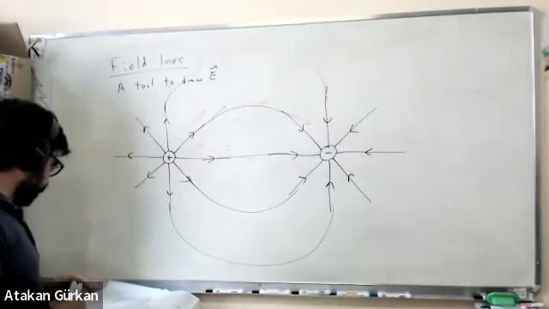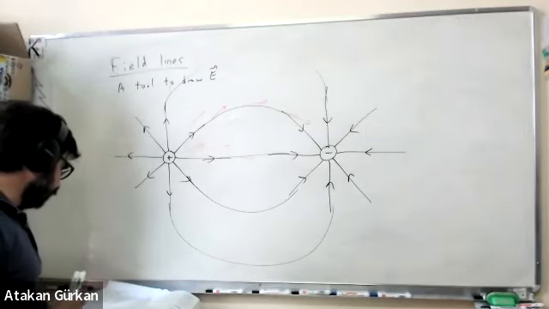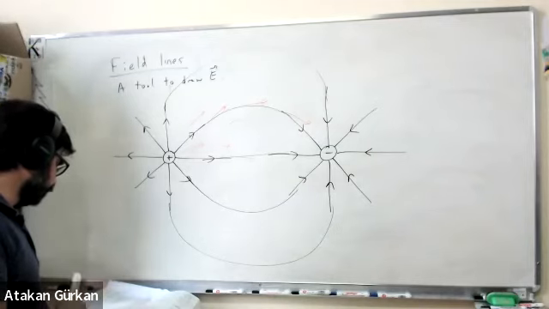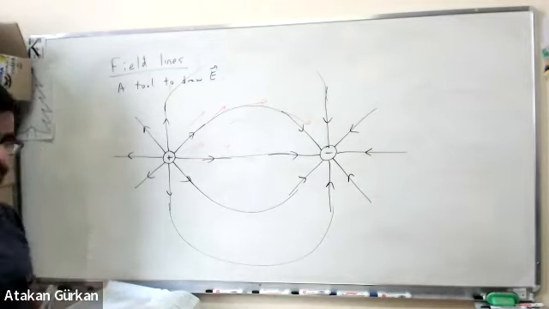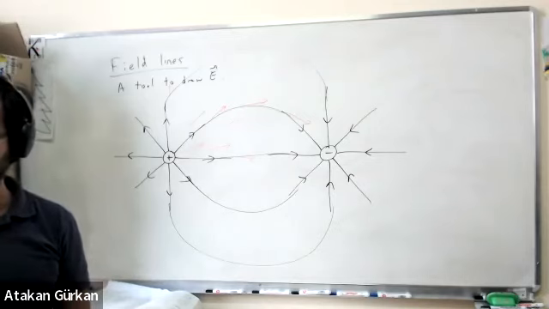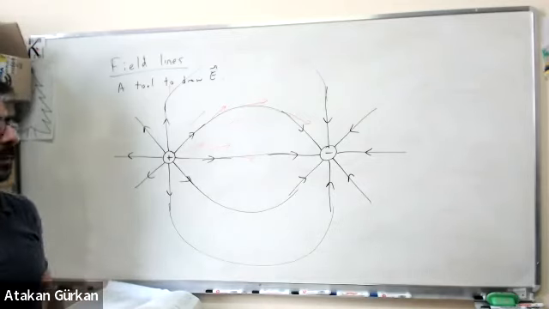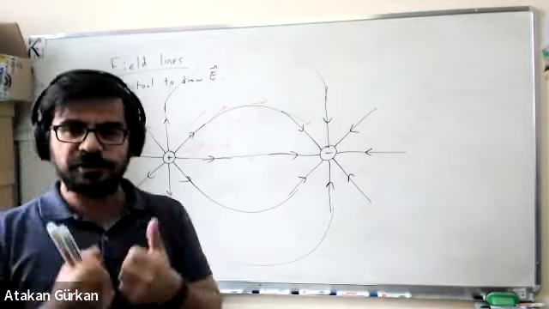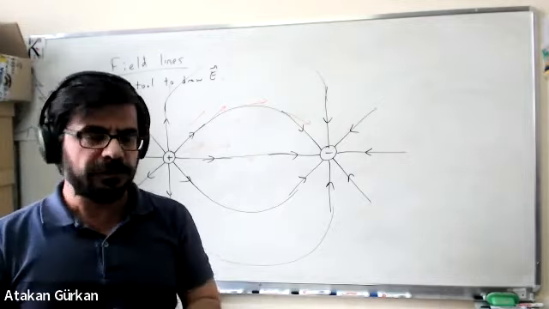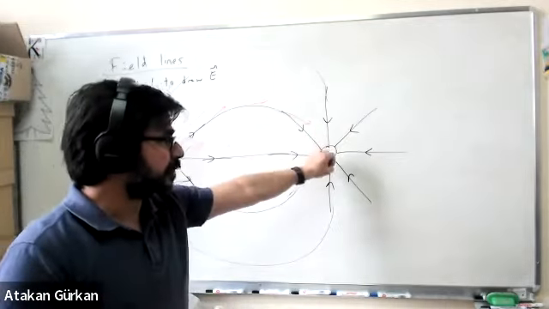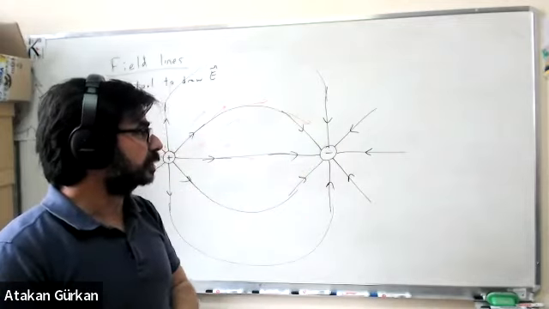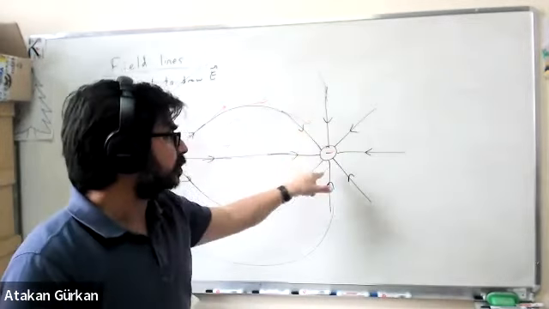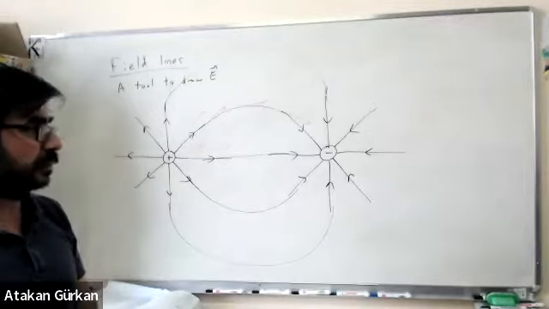So the second property is that lines are drawn so that the magnitude of the electric field is proportional to the number of lines crossing unit area perpendicular to the lines. The closer the lines, the stronger the field. So the first part of this statement is a little confusing. Don't worry about it too much. But the closer the lines, the stronger the field. This is something you already know. For a point charge, the closer to the point charge, the stronger the field is. And as you see, as we get closer to the point charge, lines are just getting closer.